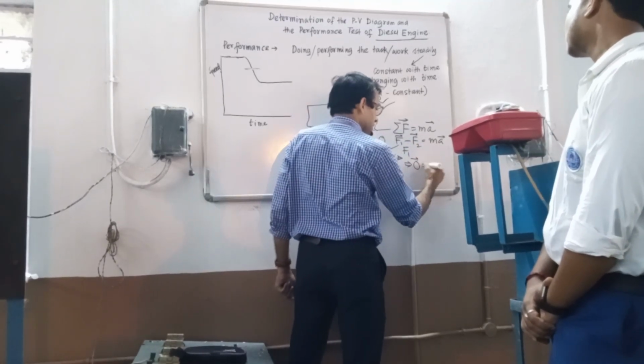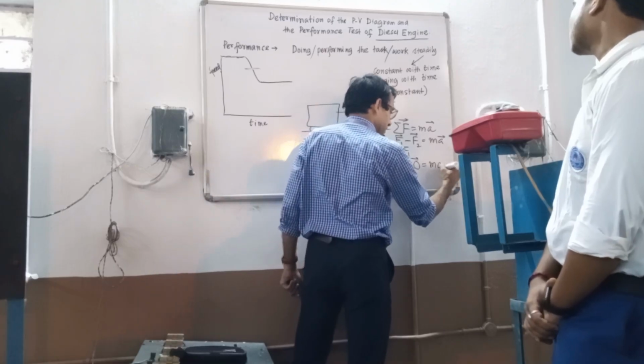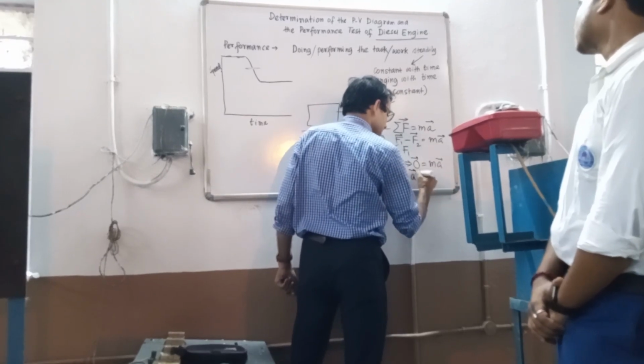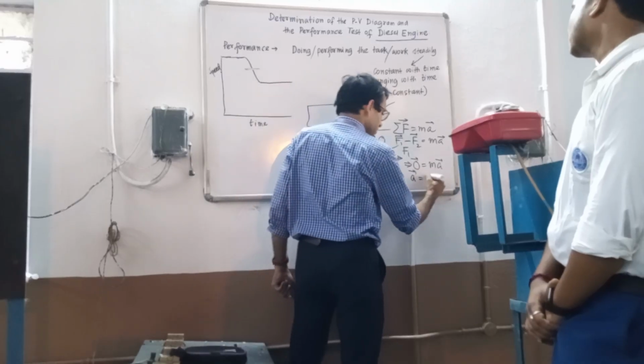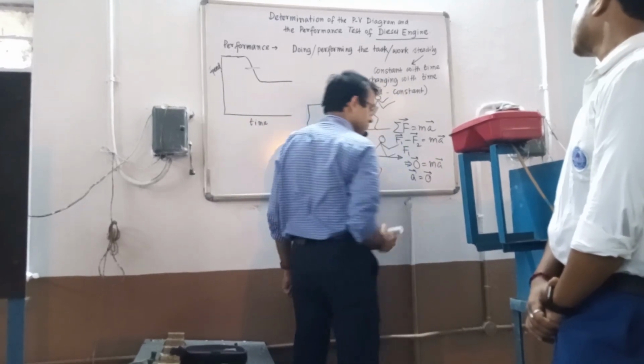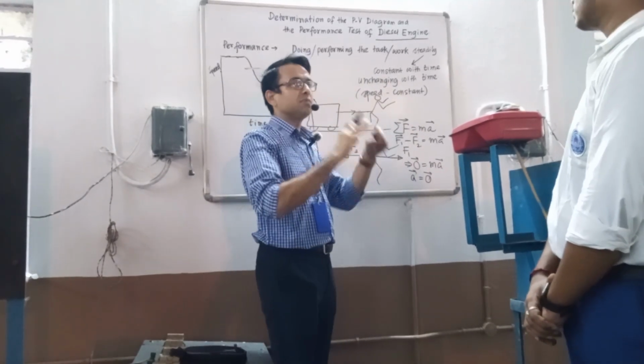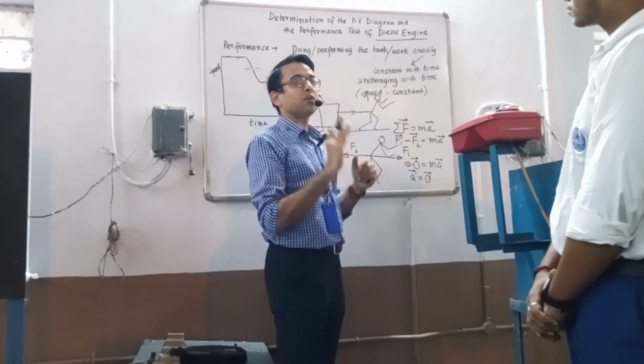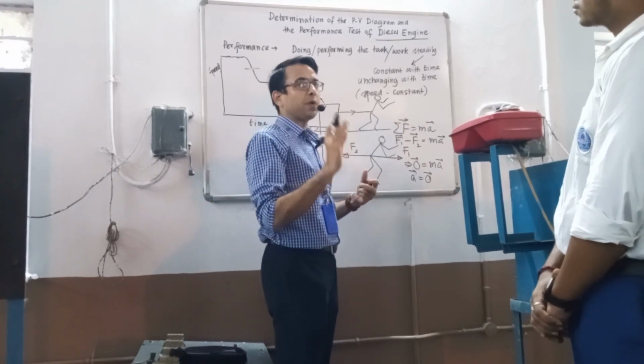Now, the resultant is 0 because they are the same, right? The null vector is equal to mass into acceleration. Therefore acceleration is 0, a null vector. That means your speed will become constant. So your speed will not change. That is the idea behind the performance test.